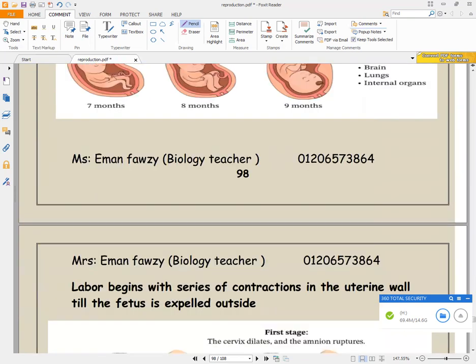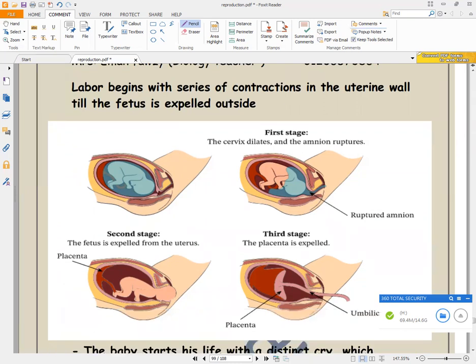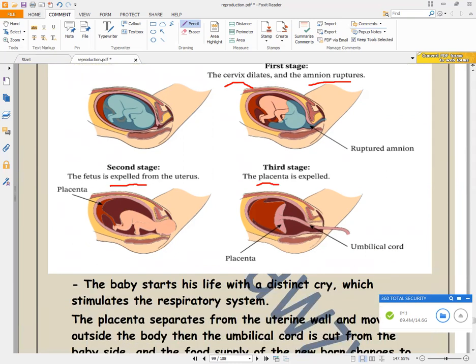After that, we will talk about labor. Labor begins with a series of contractions in the uterine wall until the fetus is expelled outside. If you look here, you will find that the cervix will dilate and the amnion ruptures. After that, the fetus is expelled out of the uterus, and also the placenta is expelled.